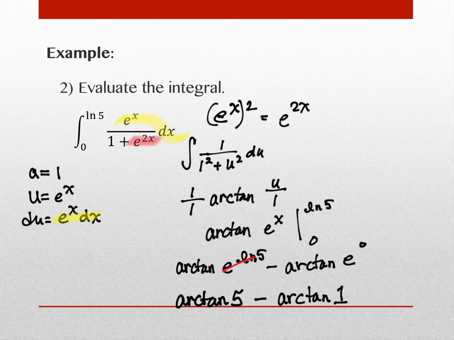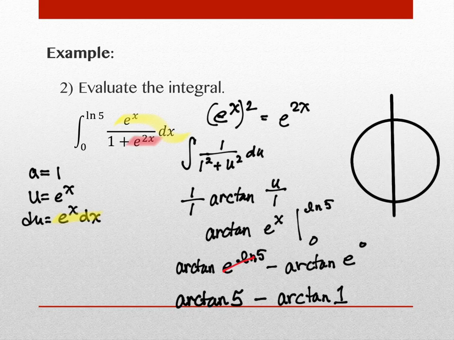Now these aren't logs, so I can't combine them into, like, the arc tangent of 5 over 1. It's not like that. That'd be nice, but it doesn't work. However, the arc tangent of 1 is something we know. So we'll think back to our unit circle. Some of you like that one better than the others.